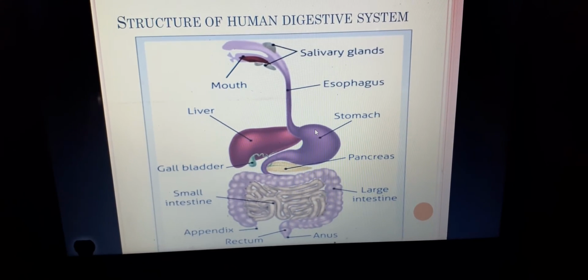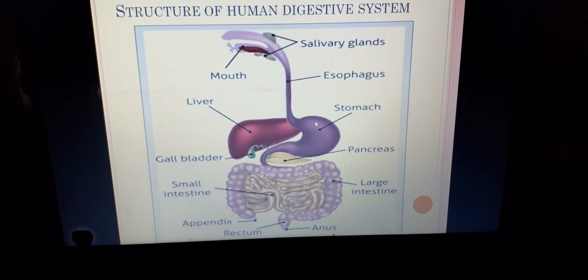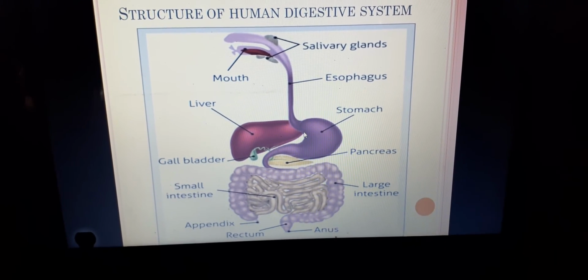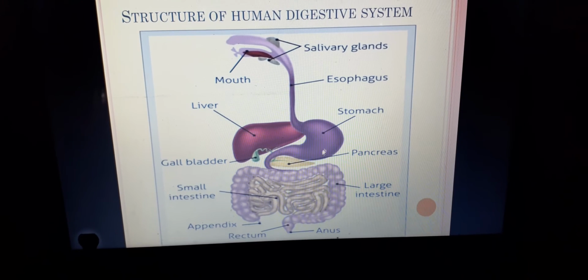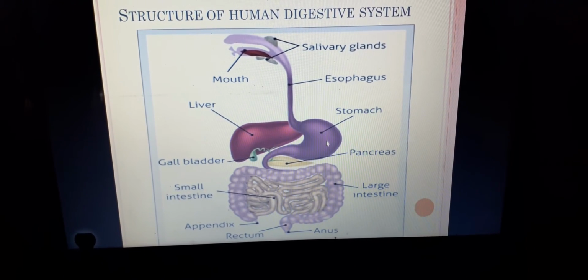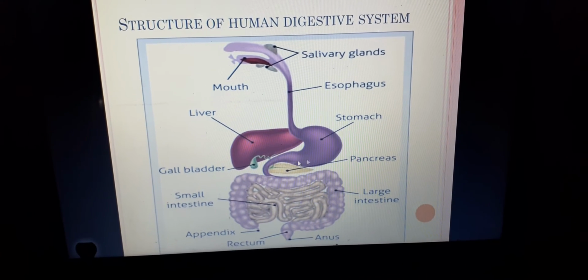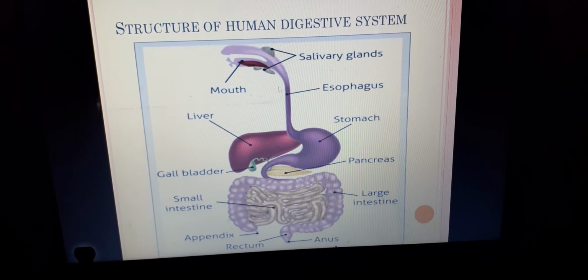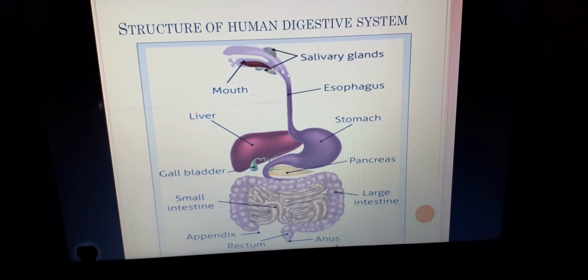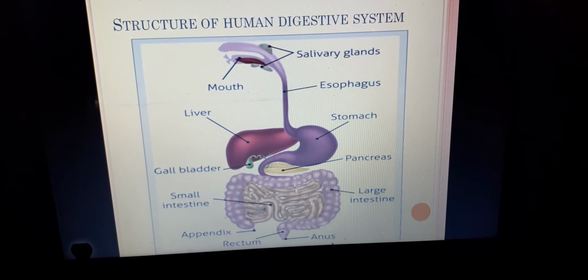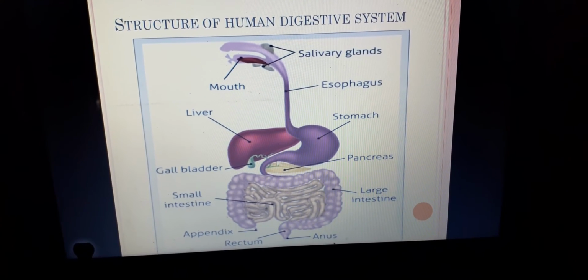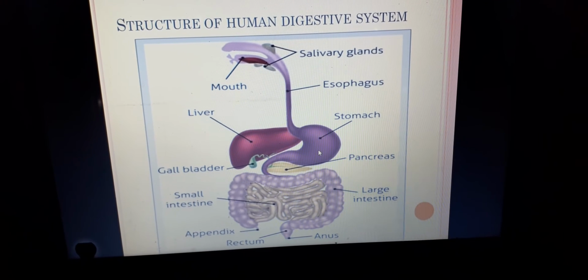Now here you can see the stomach. It is a J-shaped, bag-like structure made up of muscles, and this is the widest part of the alimentary canal. Alimentary canal means it starts from the mouth and ends with the anus. So all the structures coming are part of the alimentary canal.